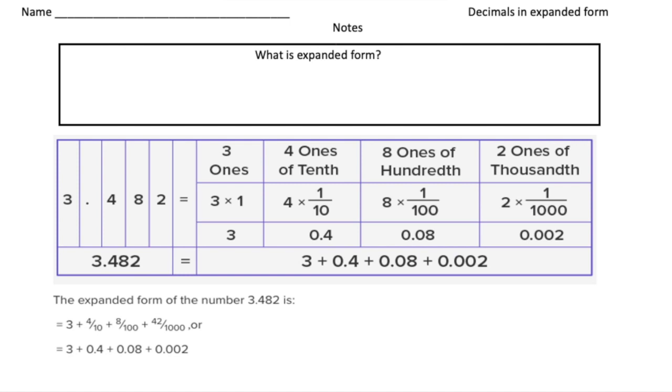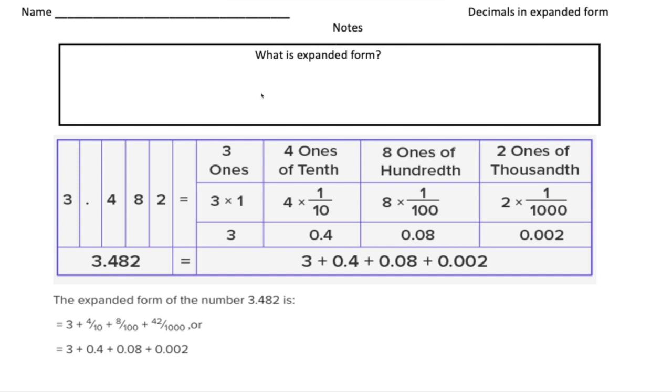This is an interactive video lesson about decimals and expanded form. So what's going to happen is you're going to take notes with me on the first page, and then you have a chance to try some problems on your own, and then at the end you can see how you did. All right. So the first question is what exactly does it mean when we say expanded form?